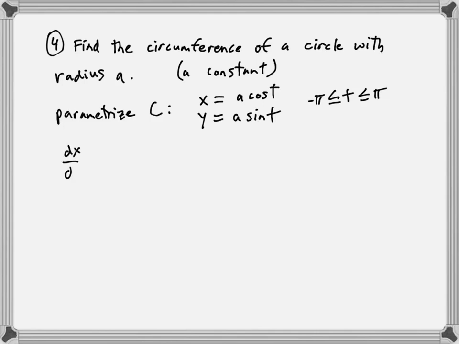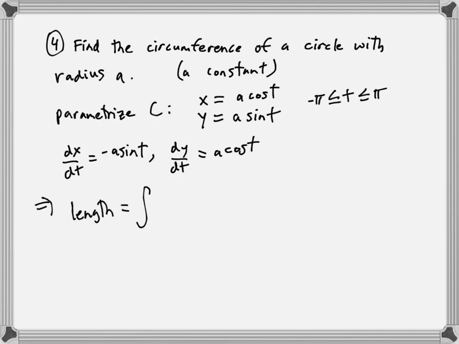So dx dt is equal to negative a sine t, dy dt is equal to a cosine t. So the length is equal to the integral from negative pi to pi of the square root of dx dt squared plus dy dt squared.